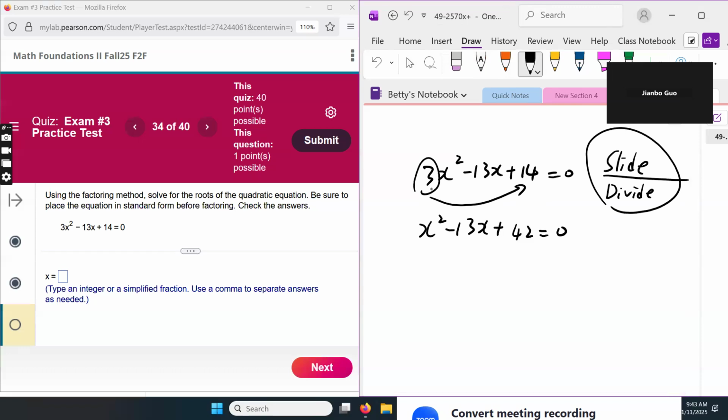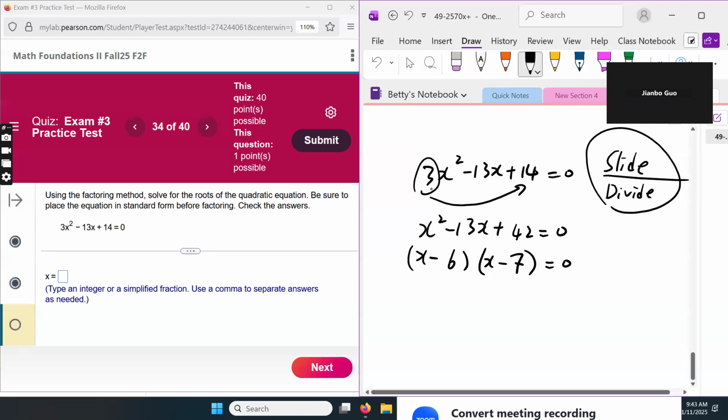Factor: 6 and 7, both negative. Negative 6, negative 7, multiply to positive 42, add up to negative 13. Divide. Divide the two numbers by 3. The leading coefficient is gone now. Simplify. x minus 2, 6 over 3 is 2, x minus 7 over 3.